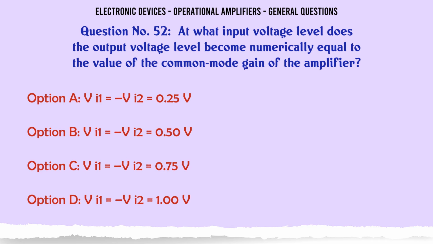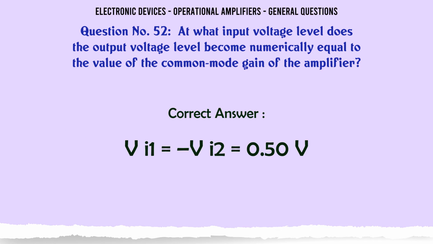At what input voltage level does the output voltage level become numerically equal to the value of the common mode gain of the amplifier? A. Vi1 - Vi2 = 0.25 V. B. Vi1 - Vi2 = 0.50 V. C. Vi1 - Vi2 = 0.75 V. D. Vi1 - Vi2 = 1.00 V. The correct answer is Vi1 - Vi2 = 0.50 V.